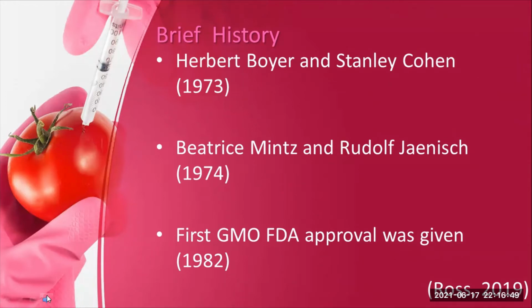And building on those studies, the first genetically modified food was FDA approved in 1982, where a variation of tomato plant, the Flavr Savr, was approved by the FDA. And what was genetically modified about this tomato was that the gene that caused it to soften or become mushy after harvest was rendered inactive.